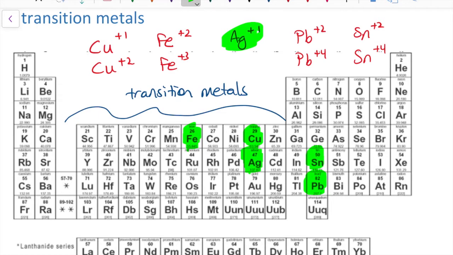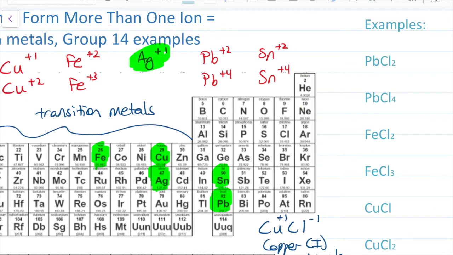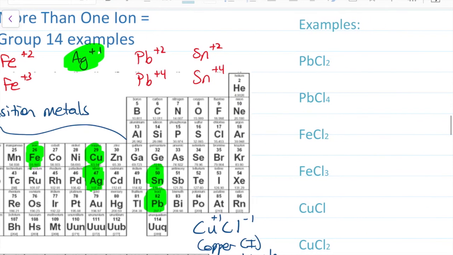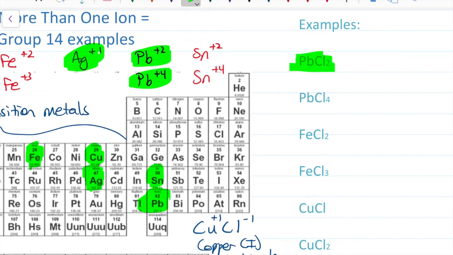Now, how do we designate what their charge is? Well, we designate their charge with a Roman numeral. Let's start with some examples where you're given the formula and you're told to name the compound. And we're going to start right here with PbCl2. Now, you saw over here that Pb in group 14 can either have a +4 or a +2 valence charge. So, what are we going to do? How do we know what its charge is over here?